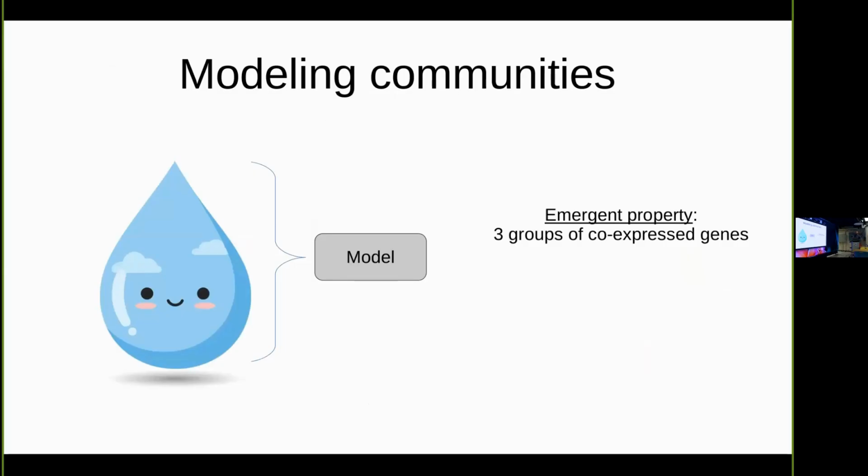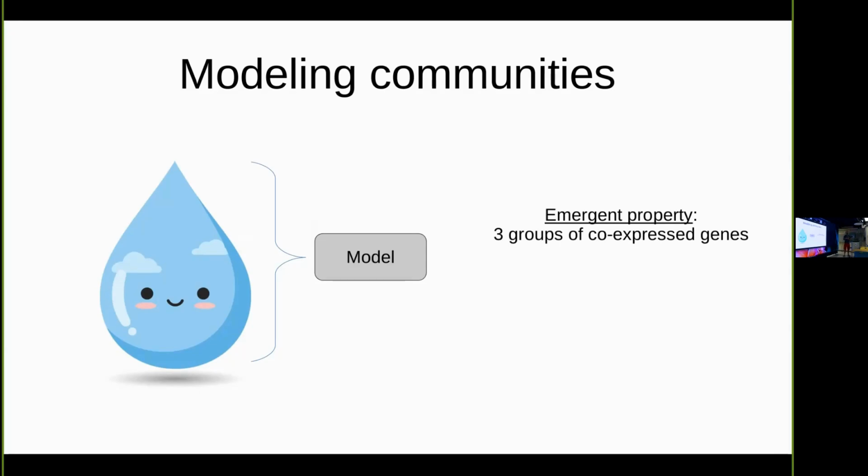So back to our community. From that, what I infer is that the emergent property of my system would be that there are 3 groups of co-expressed genes. Now I need to formalize that into a model.